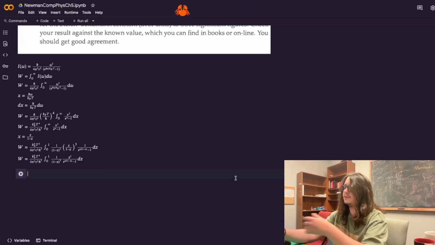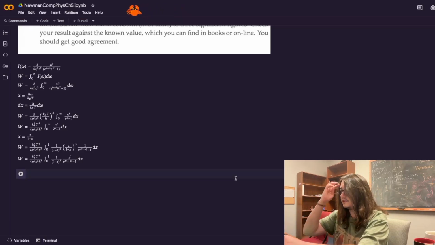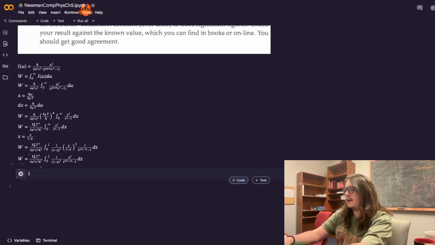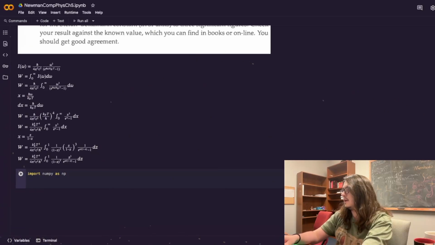No plotting in this one. We're just going to get a numerical result, so that's nice. But I am going to go ahead and import numpy as np so I can get that lovely exponent function.